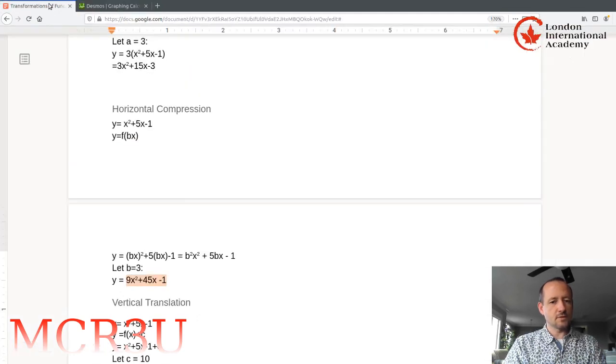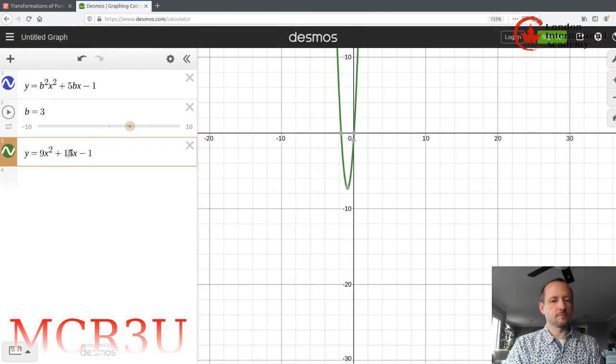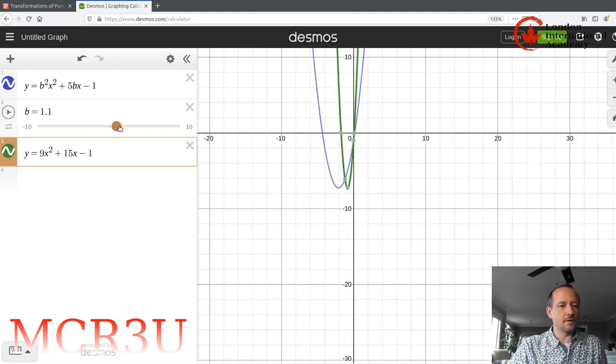Is that what we should have had? It actually should be 15x there. Sorry about that. So we'll put that 15 in here. Okay, there, now we have the same function. So when b is equal to 3, we have this function, and they line up. When b is equal to 1, there's the original function, which is x squared plus 5x minus 1.